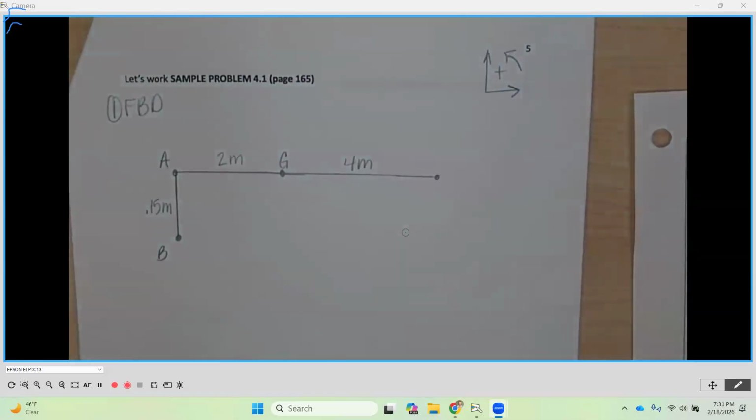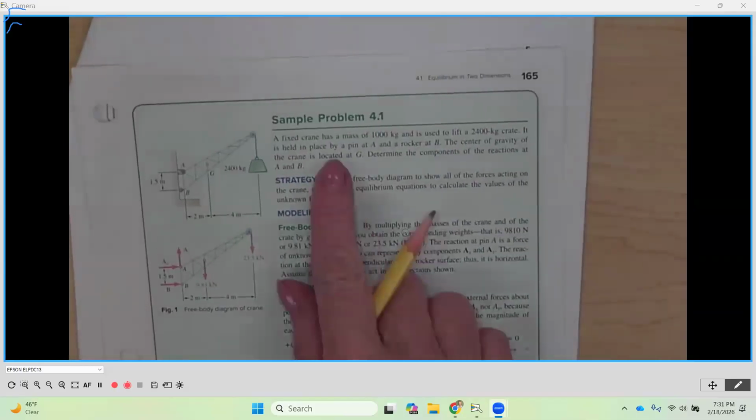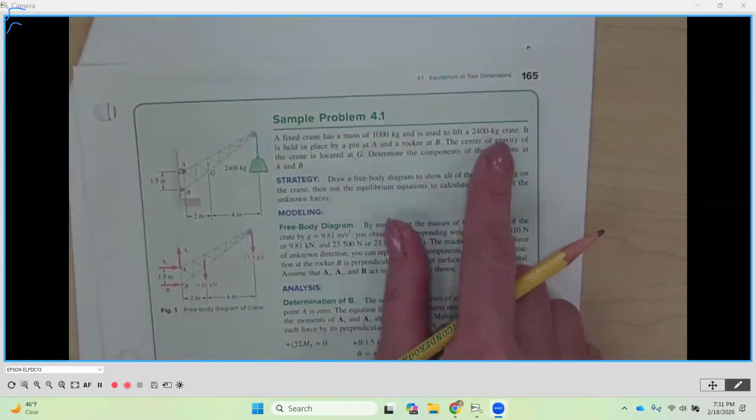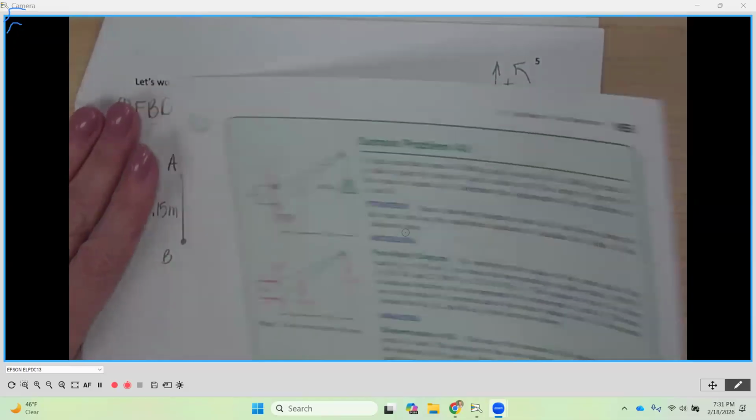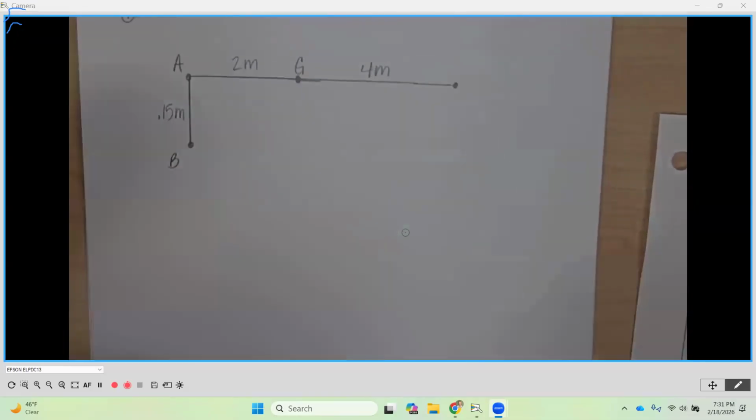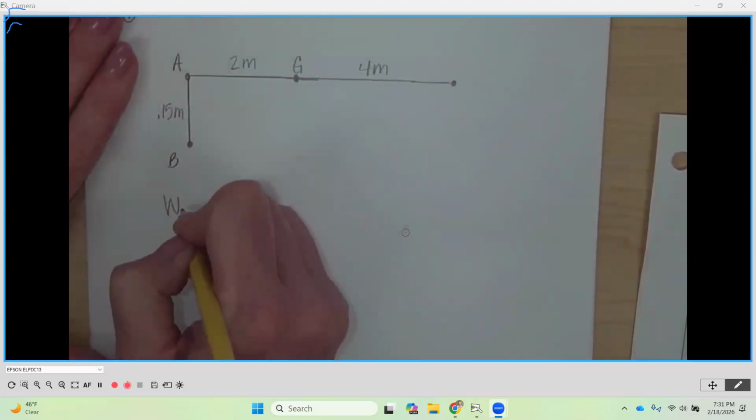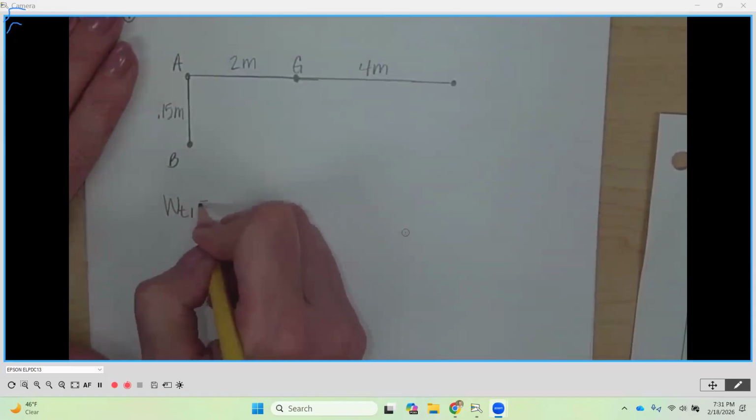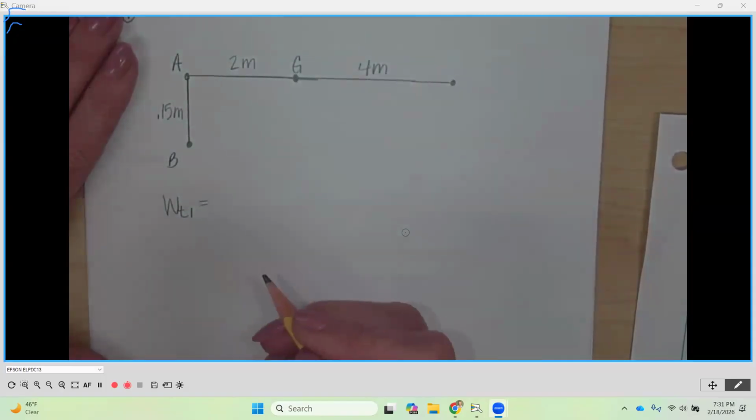Now, in our problem, they are giving us the mass of the crane and the mass of the crate. These are not forces, these are masses, so we need to convert from kilograms to newtons. To do that, we want to find the weight, not the mass. So we're going to call this weight. I always call it WT, and we're going to call it 1 for the center of gravity.